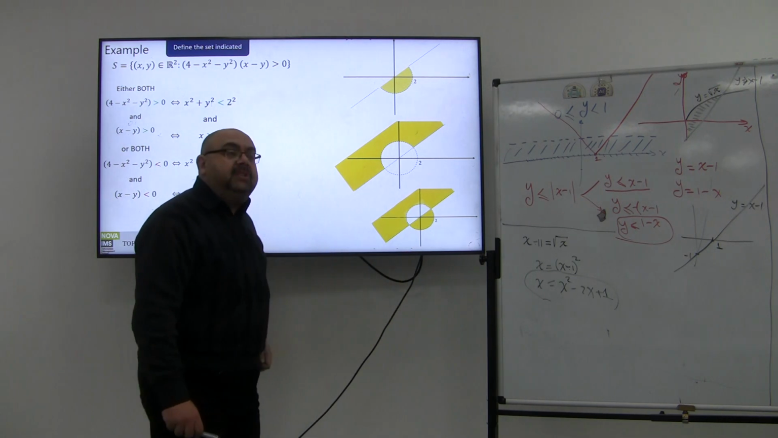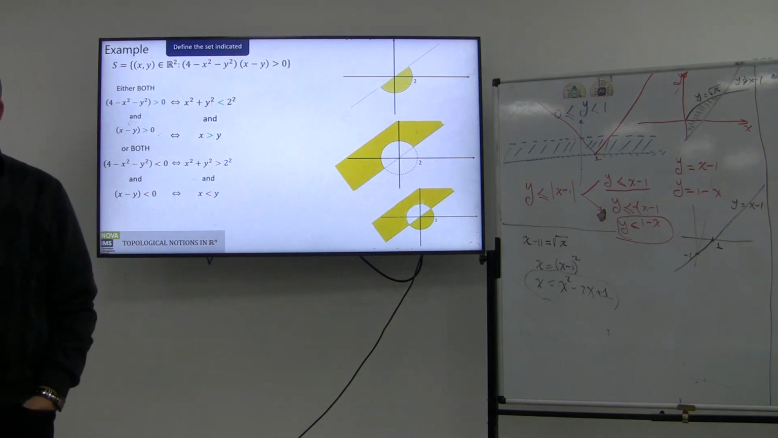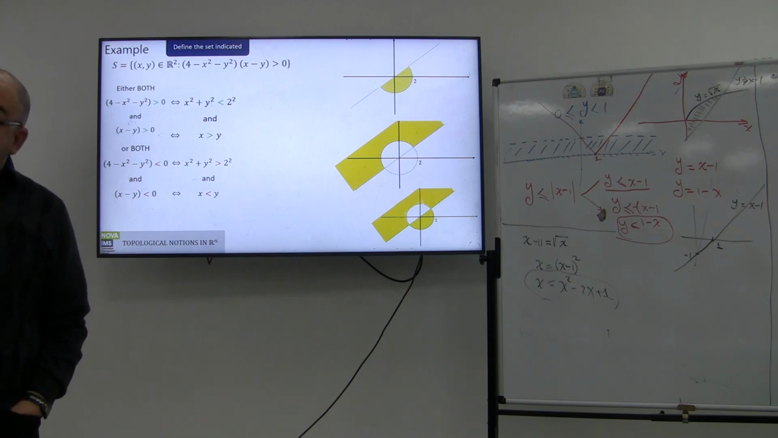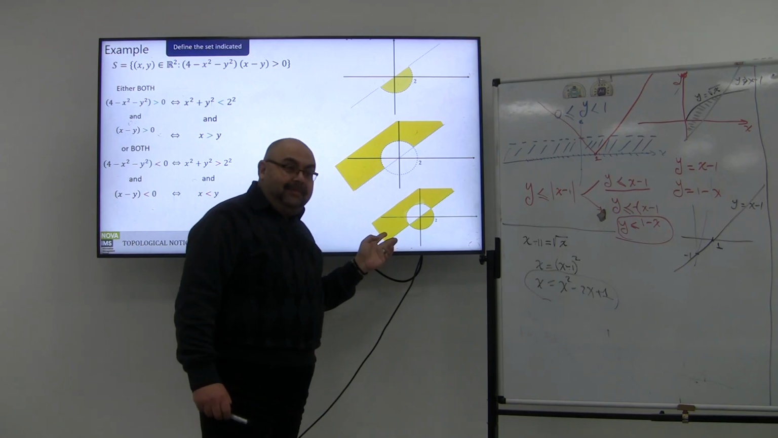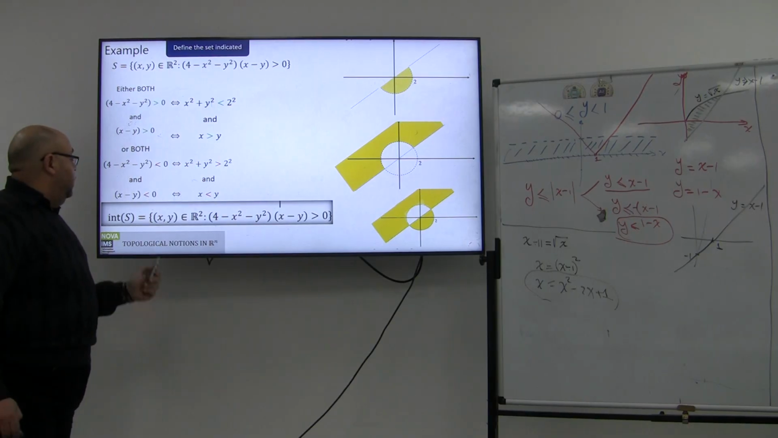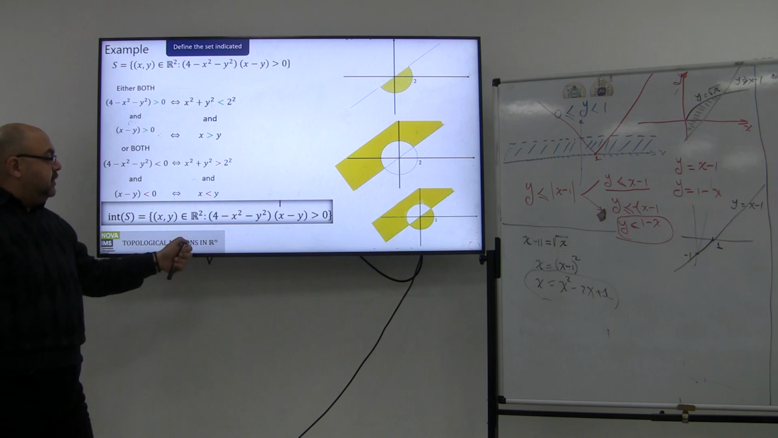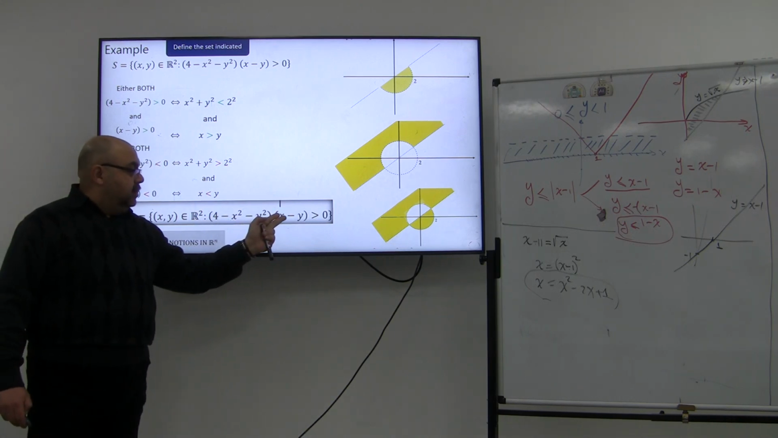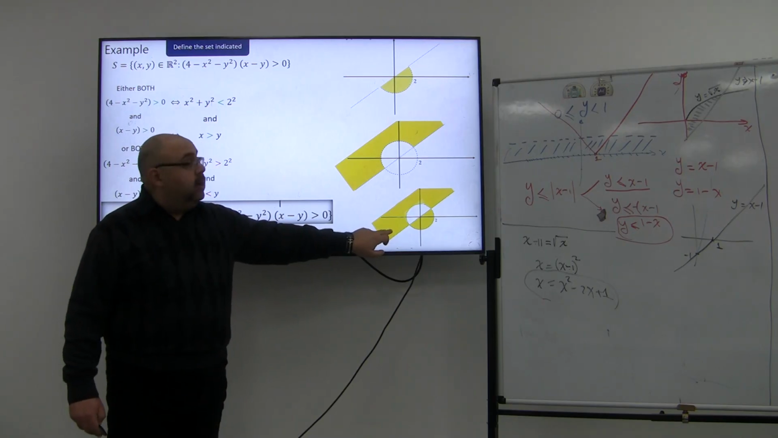Okay? For this set, is it bounded? Do you see this set as bounded? Part of it is bounded, which is inside the circle, but there is another strip that is not bounded. So the set here is not a bounded set. Okay, guys? It's not bounded. Once more, the interior of S is (x,y) belongs to R squared such that (4 minus x squared minus y squared) times (x minus y) is greater than 0, and that's the region that I'm talking about.